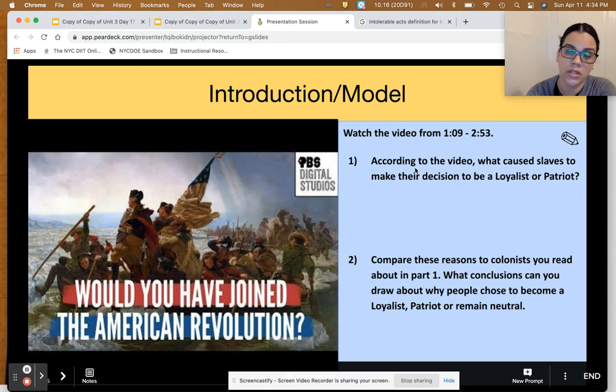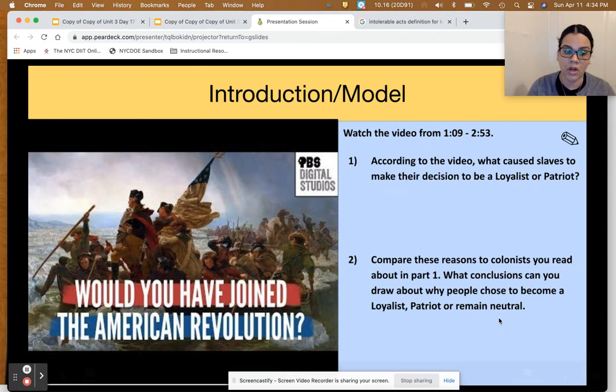According to the video, what caused slaves to make their decision to be a loyalist or patriot? Compare these reasons to colonists you read about in Part 1. What conclusions can you draw about why people chose to become a loyalist, patriot, or remain neutral? Again, it's really important for our students to make that distinction, that the role you played in society, the life you lived, how you were treated, really had an impact on which side you chose.